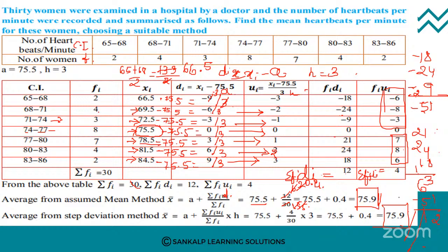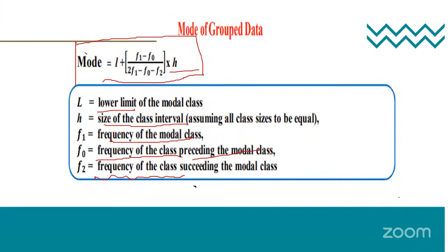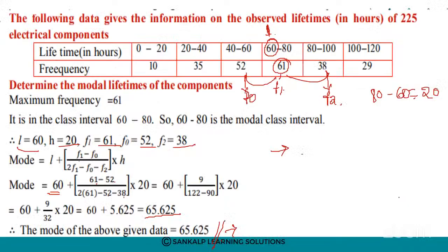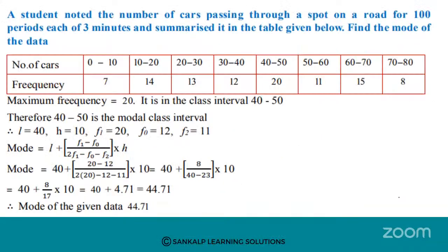Okay. So next question, mode of a grouped data. Yesterday we saw one question on the mode. Formula is L plus f1 minus f0 divided by 2f1 minus f0 minus f2 into h. L is the lower limit of the modal class and h is the size of the class interval, and f1 is the frequency of the modal class, f0 the frequency of the class preceding the modal class, and f2 the frequency of the class succeeding the modal class.